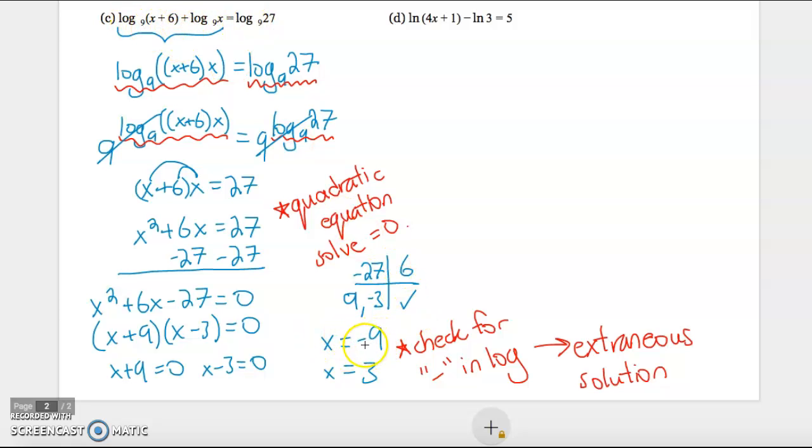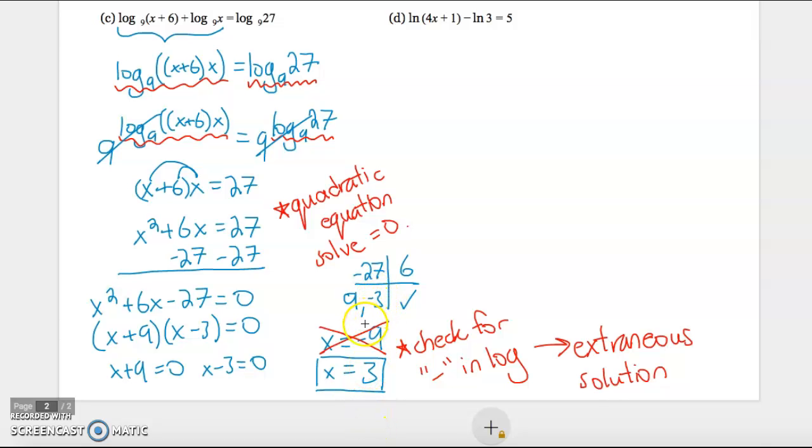So x equals negative 9 and x equals 3. If I plug in 3 into this equation, I'd get 3 plus 6, and that's a positive number, so that's fine. And if I plug 3 into this logarithm, I'd get a positive number, so that's fine. But if I plugged in negative 9, I would end up with negatives in both of these logarithms. So this is actually an extraneous solution. It doesn't make your equation true. And so the only answer is x equals 3.